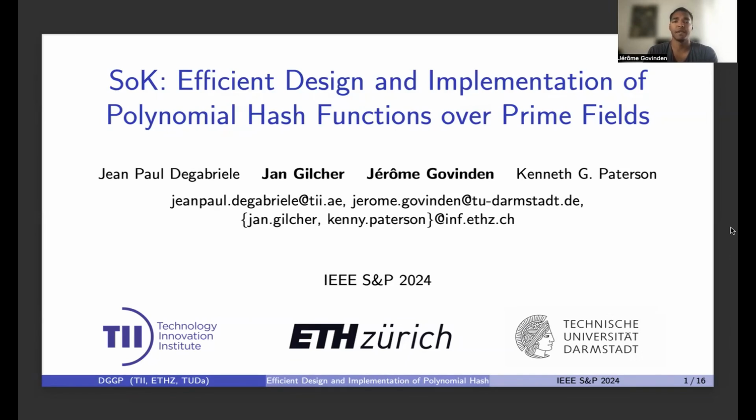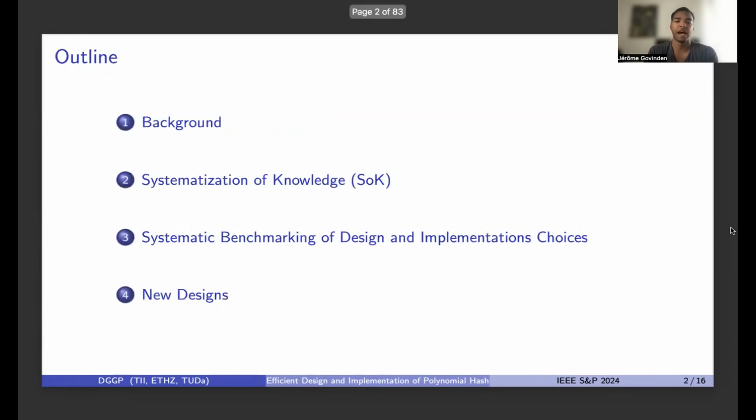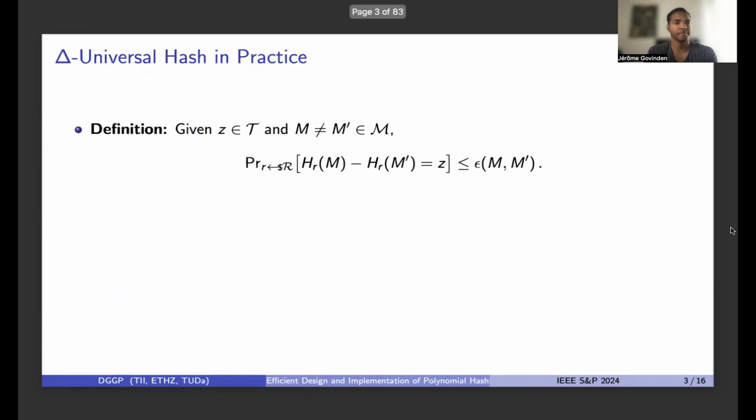In this talk, we will explain how we have designed better polynomial hash functions by doing a systematic exploration of the design and implementation aspects. I will start by giving some background on Poly 1305 and our SoK. Then Jan will describe our benchmarking framework and our new designs.